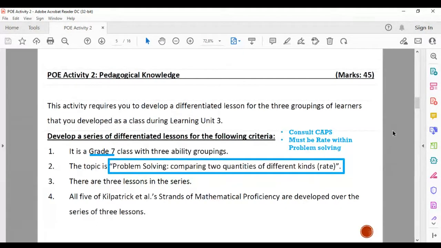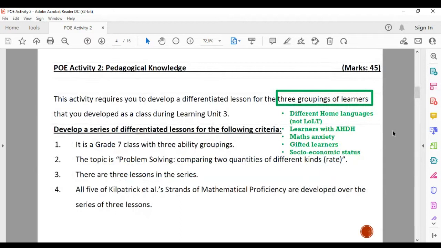There are 3 lessons in the series, and we need to also indicate the 5 strands of mathematical proficiency of Kilpatrick and how they are developed over the series of the 3 lessons. So let's just go back again to the 3 groupings of the learners. You need to remember it's a differentiated lesson for the 3 groupings of learners. And like we said, we can group learners according to home languages and learners with ADHD, math anxiety, gifted learners, socioeconomic status. And then what we are going to do is ability groupings. So we are focusing on ability groupings.